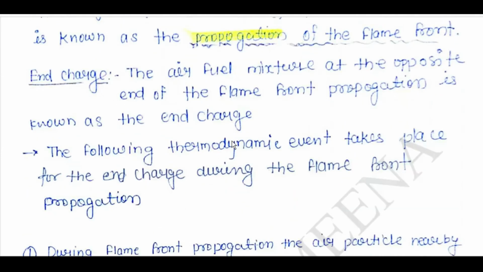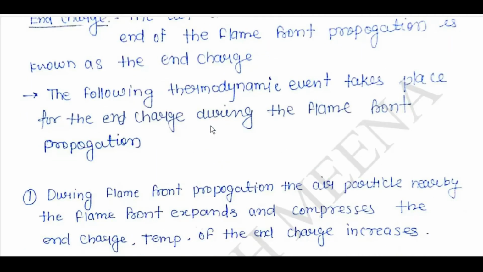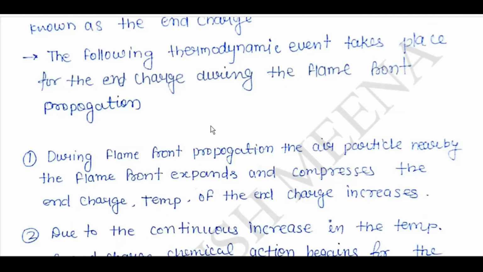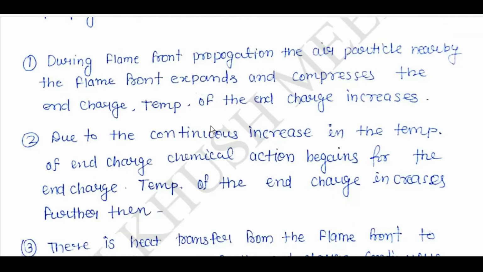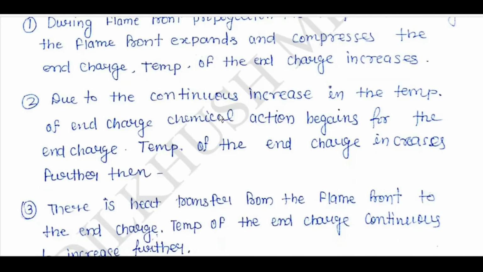The air-fuel mixture at the opposite end of flame front propagation is known as end charge. The following thermodynamic events take place for the end charge during flame front propagation. During flame front propagation, the gas nearby the flame front expands and compresses the end charge. Temperature of the end charge increases due to continuous compression.